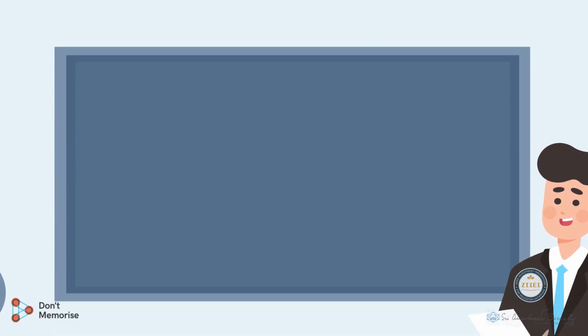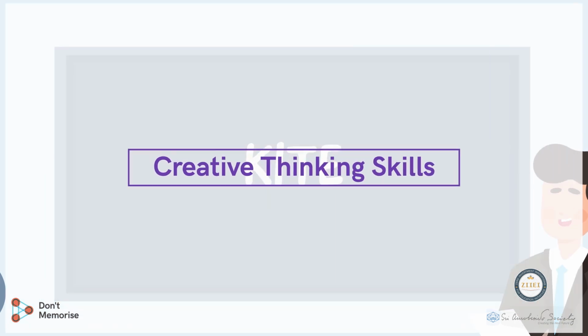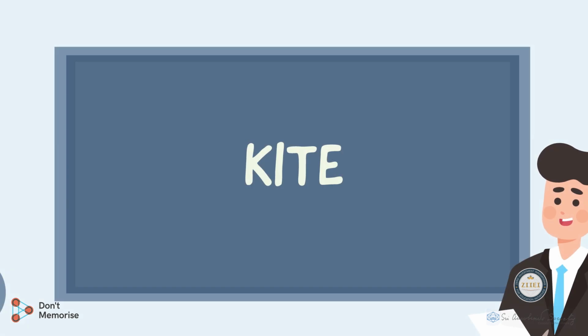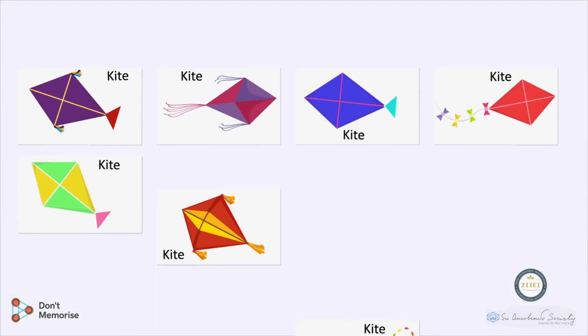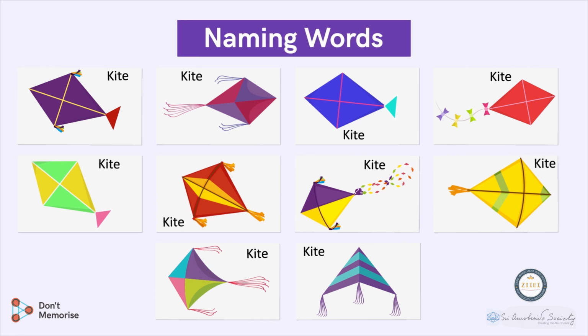Help the students by writing the word kite on the blackboard. Inform them to copy it as a symbol. Students will develop creative thinking skills while they draw with their imagination. Now let's initiate a discussion on the kites drawn by the students to include the concept of naming words.